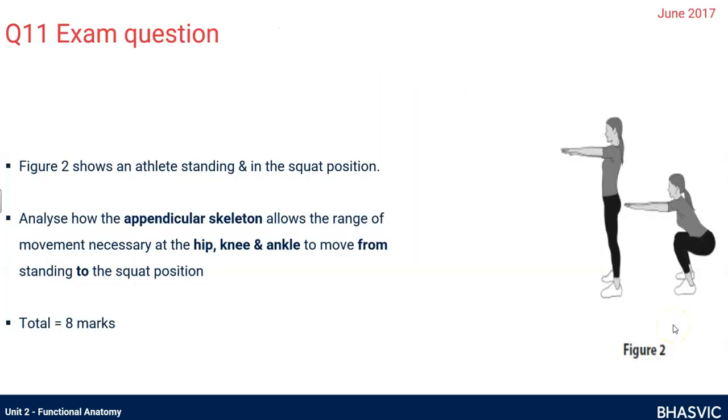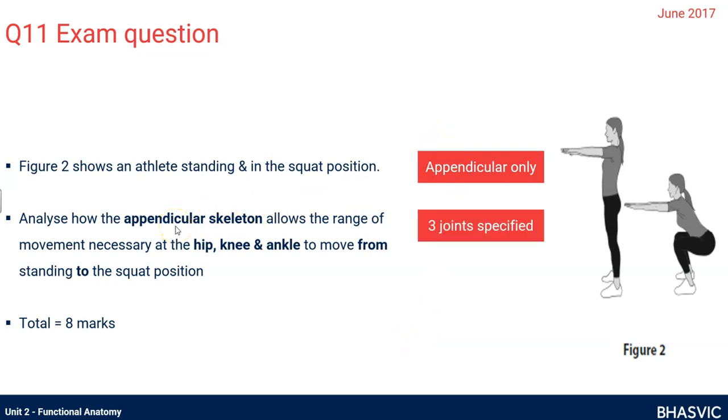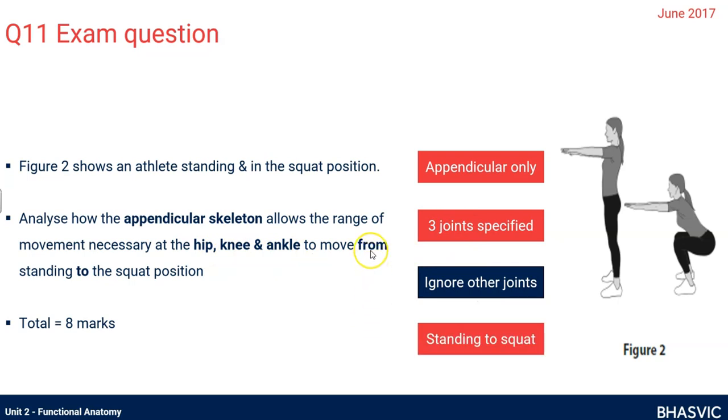So let's just show how we might plan an answer. So here's our question again. We've interpreted the question and we recognise that it says the appendicular skeleton only, no mention of the axial skeleton. We know that it's the hip, knee and ankle, the 3 joints that they've specified. We're going to ignore all other joints. And we know that they just want to know one movement, one analysis from standing to squat.